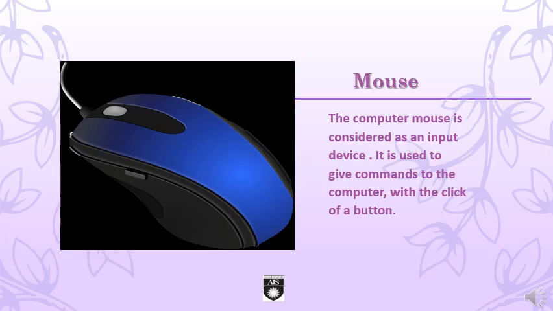This is the picture of a mouse, as you all can understand. The computer mouse is considered an input device. It is used to give commands to the computer with the click of a button.